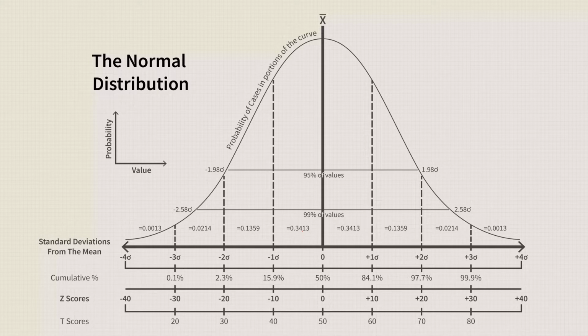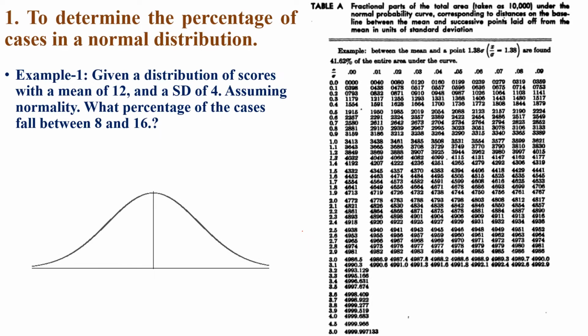Now we are talking about the first application. The first application is to determine the percentage of the normal distribution. Suppose we have an example. Given a distribution of scores with a mean of 12 and a standard deviation of 4. In this case, we assume the normality. This is the important point.